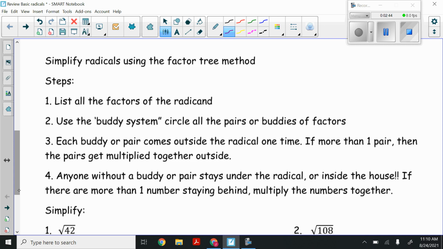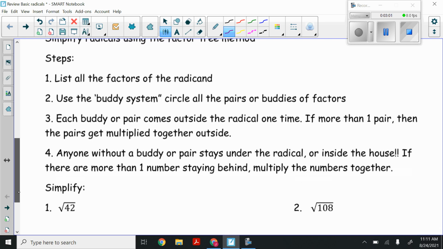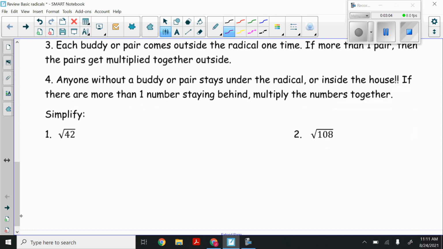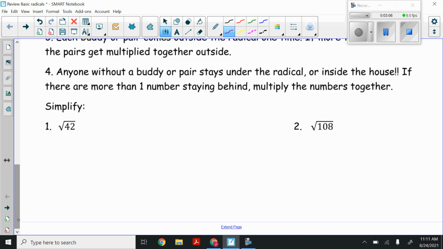Each buddy or pair will come outside the radical one time. If you have more than one pair, then the pairs get multiplied together outside. Anyone without a buddy or a pair will stay underneath the radical or inside the house. If there are more than one number staying behind, you will multiply the numbers together. Okay? So the buddy system is kind of like, think of the radical as the little house. In order to go outside and play, they have to have a buddy, but their buddy has to be exactly like them.